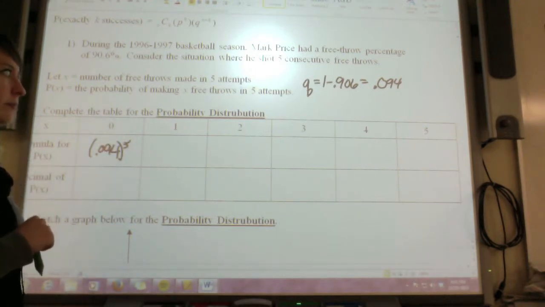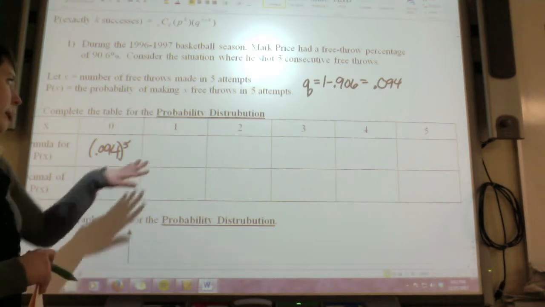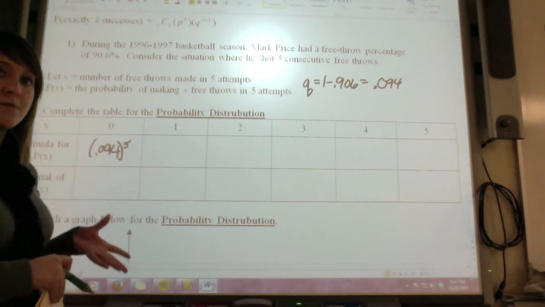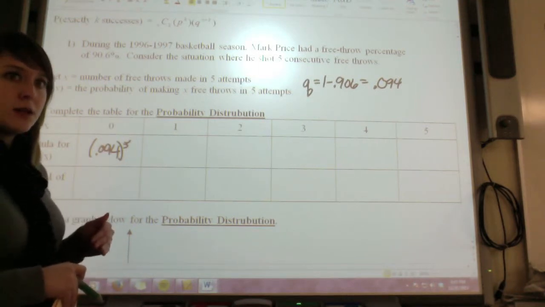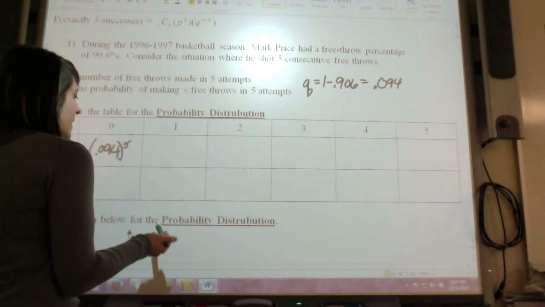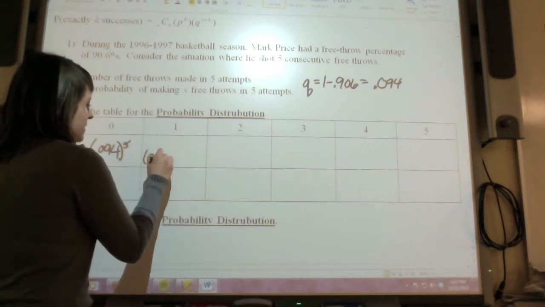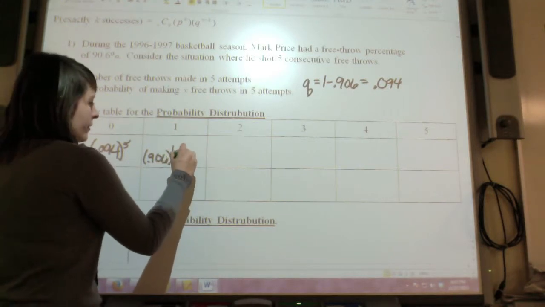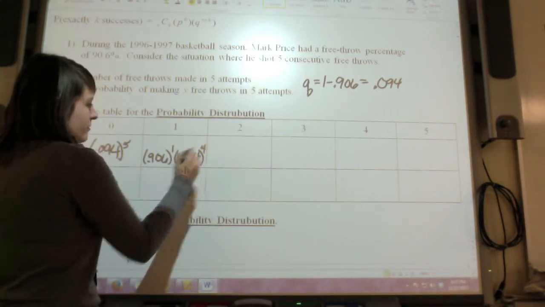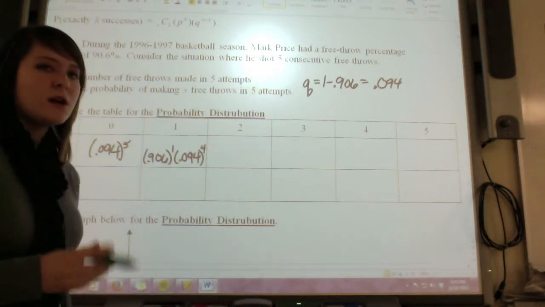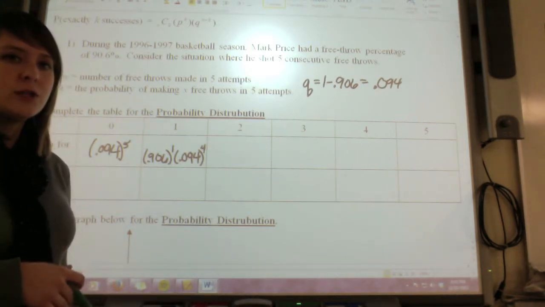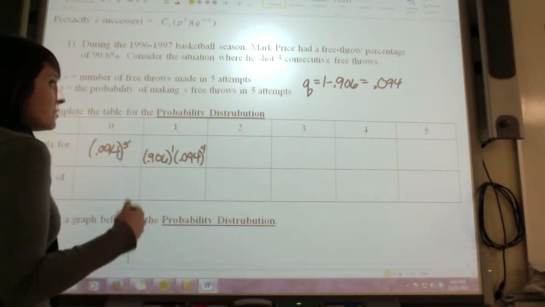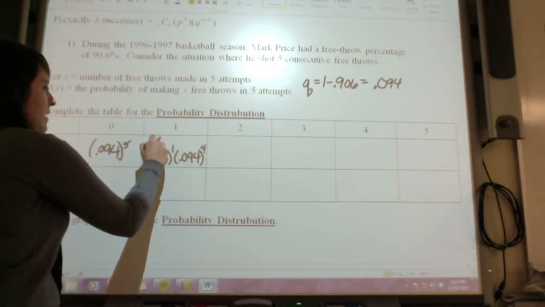For this next one, I have 1 free throw that I made and 4 that I missed. The one that I made is 0.906 to the 1, and then I missed 4, so that's 0.094 to the 4th. And then remember, I have to have that coefficient, which is n choose k. In this case, I have 5 choose 1 because I made 1.